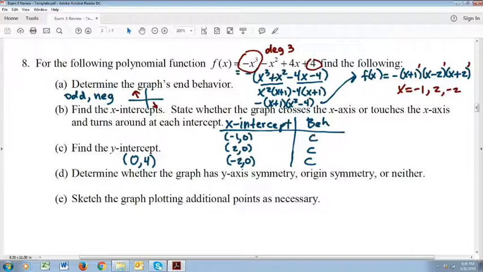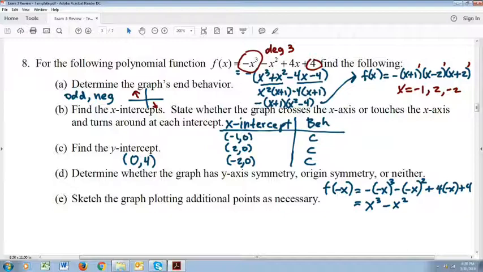And let's look at the symmetry. Remember, to determine if you have y-axis symmetry, origin symmetry, or neither, you've got to plug minus x into the equation. And it's going to change. For negative x cubed, that's going to be negative, so we'll have a negative x cubed. That one changed to positive. A minus x squared squared is just the same as x squared, so the sign doesn't change there. We're going to have a minus 4x and a plus 4.